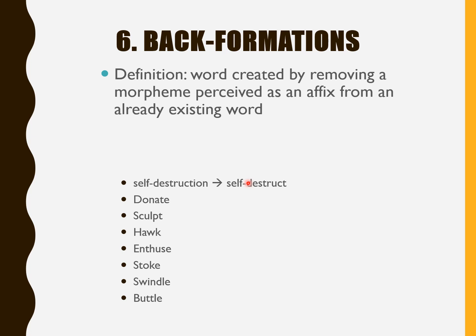We remove part of a word, usually something which we think is a suffix or a prefix. We do this commonly when we form verbs from a noun. Examples here are self-destruct, donate from donation, sculpt from sculpture, hopeful from folklore, edit from the editor, televise from the television, enthuse from enthusiasm, stoke from the stoker, swindle from swindler, and butle from the butler.